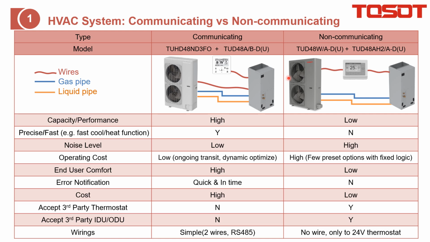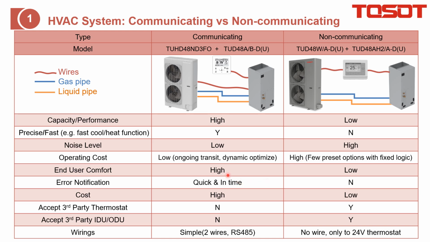As for the noise level, this one can understand the indoor situation, so it can be lower, but this one is high. Also the operating cost: for this one it is low because it can get information from the indoor unit. It is ongoing transmission, which ensures it can dynamically optimize. But for FlexX it is high because we just offer a few preset options for the end customer to choose.